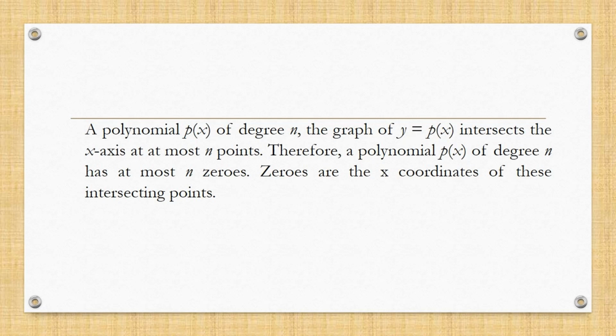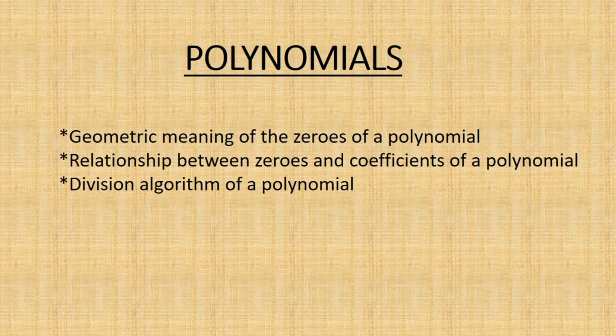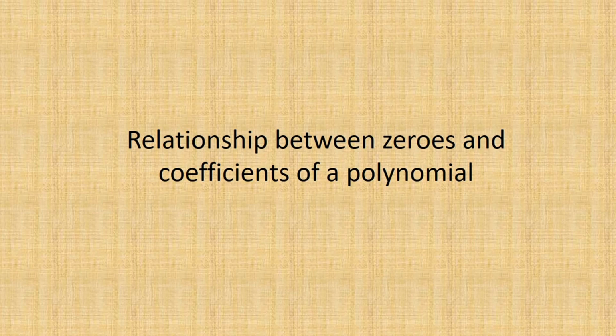So now we are moving to the next topic. The chapter is divided into 3 parts. The second topic is the relationship between zeros and the coefficients of a polynomial. Is there any relation? That's what we check here.